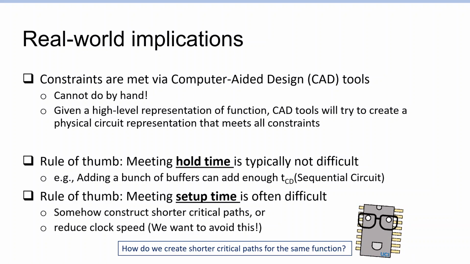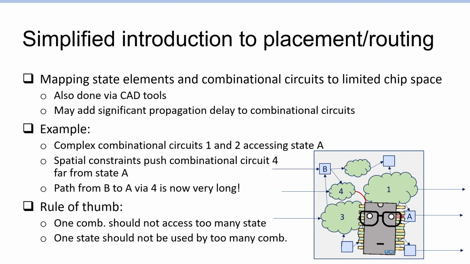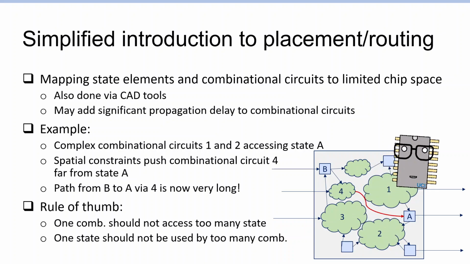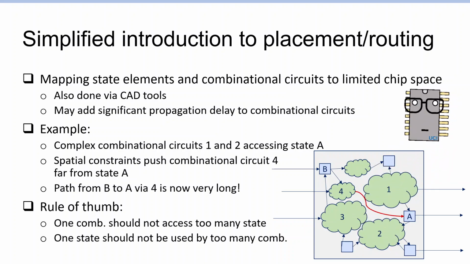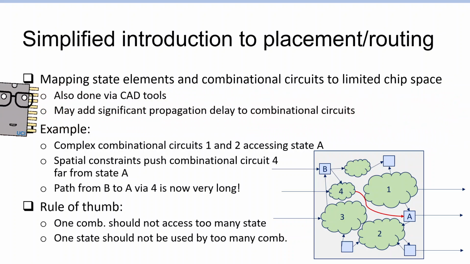And we're going to talk about this in detail in the following lectures. Here's a short aside on placement and routing, which is done by CAD tools, in which they place the combinational circuit elements and state elements into the two-dimensional chip area, mapping state elements and combinational circuits to a limited chip space. This is done by CAD tools, and due to the two-dimensional space restrictions of a chip, this may add significant propagation delay to combinational circuits.